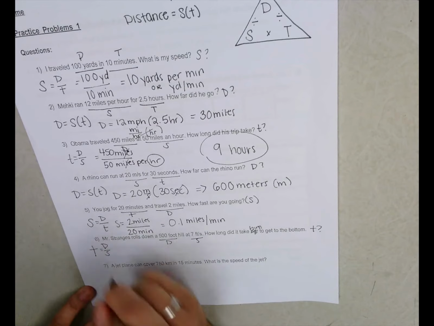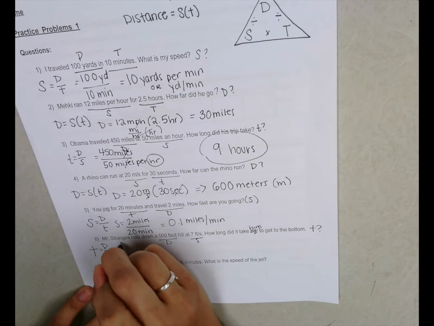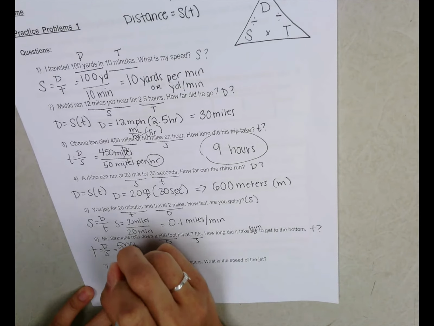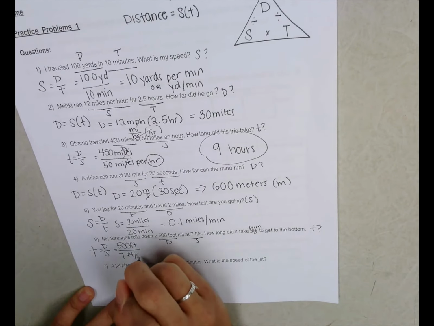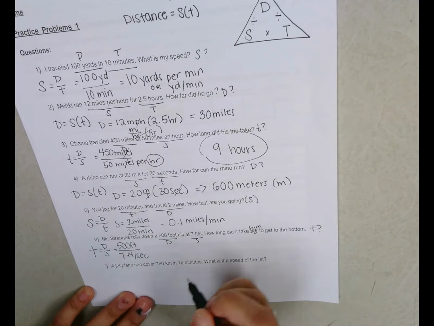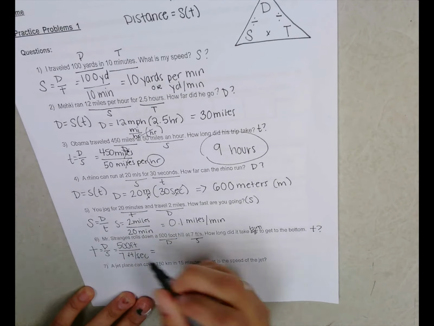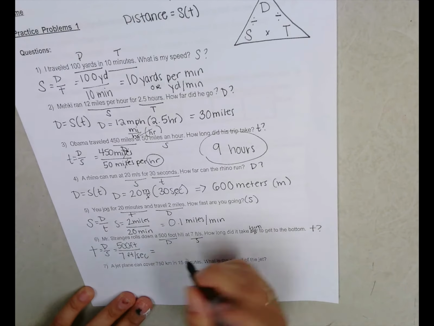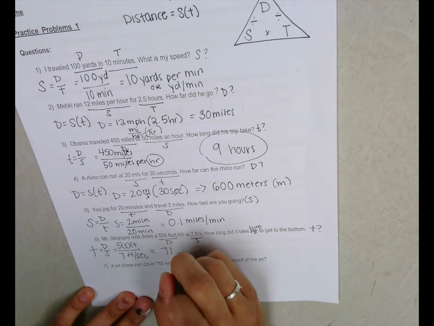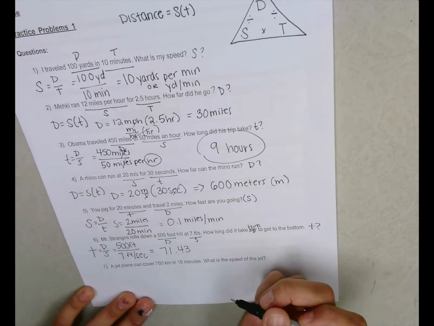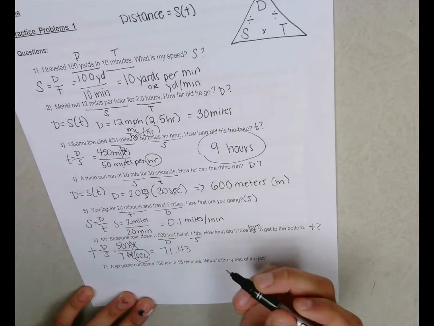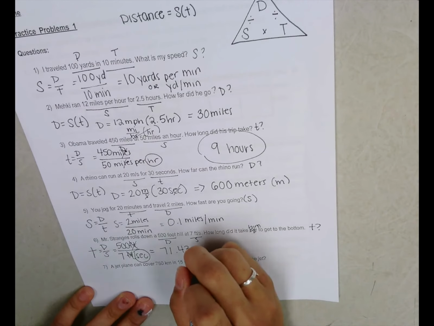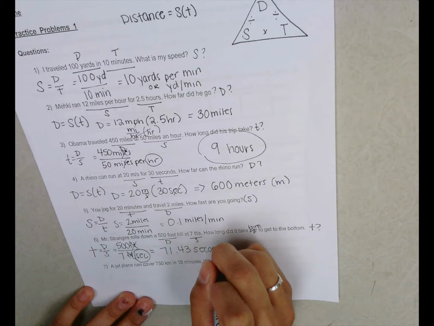Distance over speed. So we're going to put 500 feet over 7 feet per second. So the first thing we're going to do is we're going to do 500 divided by 7, and we get 71.43. Our feet are going to cancel out, and we're going to be left with seconds. So 71.43 seconds.